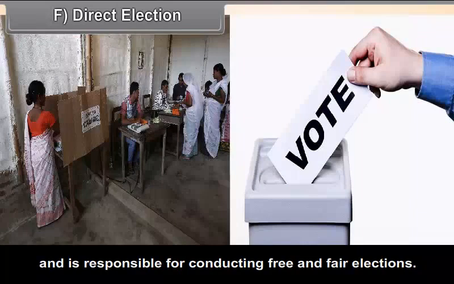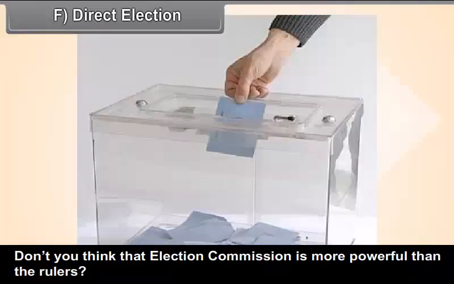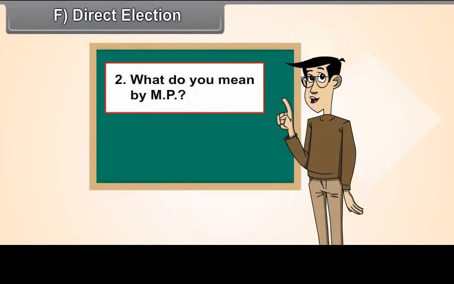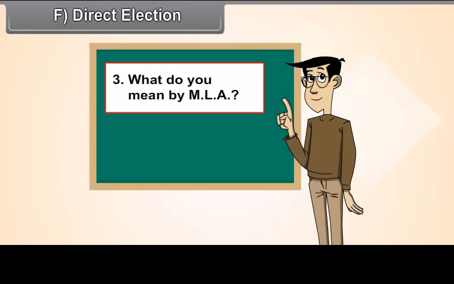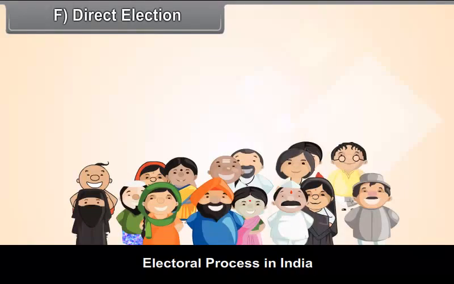Election Commission of India. Election Commission of India is formed through the provisions of the Indian Constitution. It consists of Chief Election Commissioner and two other election commissioners. It performs the functions of preparing the voters' list, announcing the schedule of the election, and is responsible for conducting free and fair elections. It means the Election Commission has the responsibility for the complete electoral process. Don't you think that Election Commission is more powerful than the rulers?